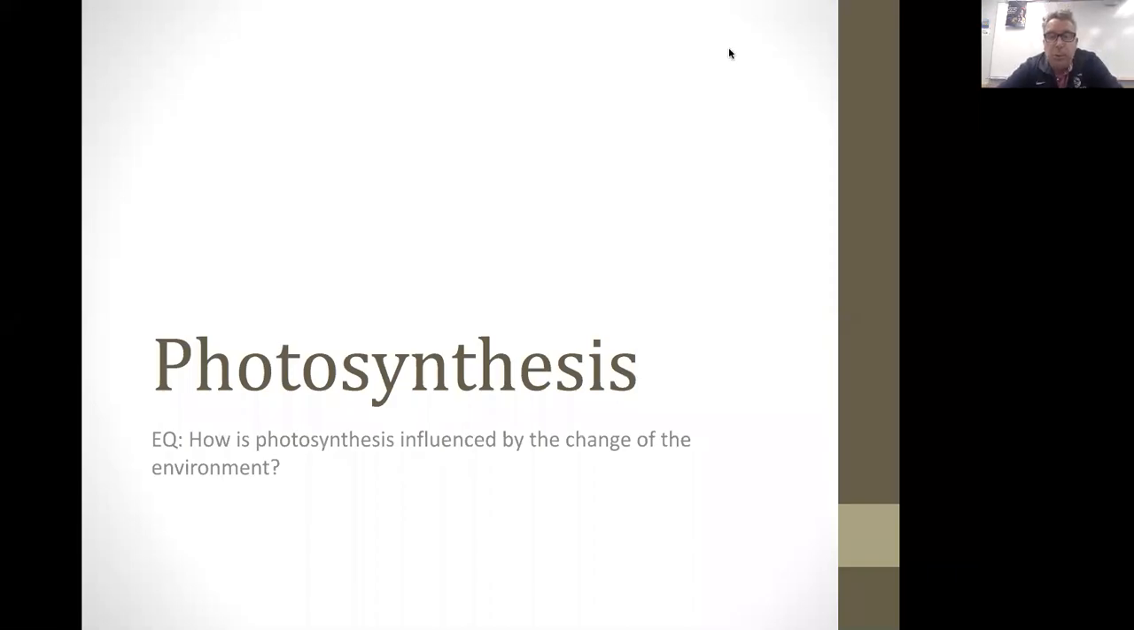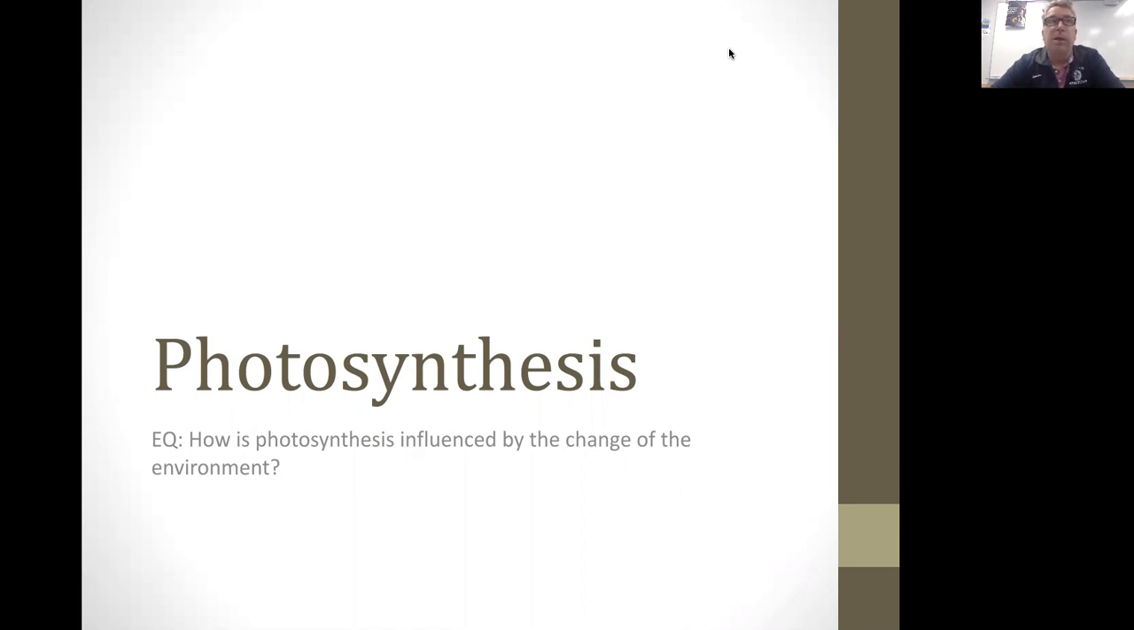All right, so this week we are doing photosynthesis. Last week you did cellular respiration with Mr. Neary. Now we're doing photosynthesis. So the question is, how is photosynthesis influenced by the change of the environment? Which means we're really not going to talk a lot about photosynthesis specifically, but how it affects the environment.